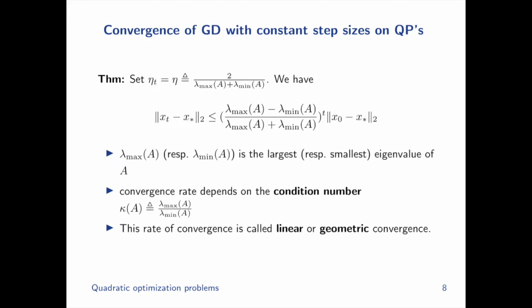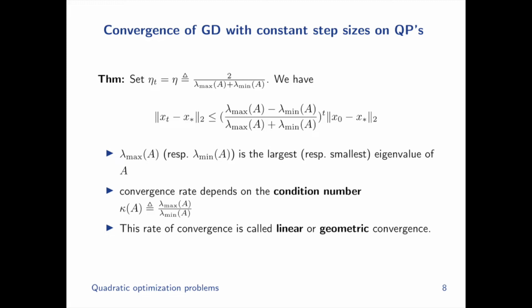It's called linear convergence because if you were to plot the logarithm of the optimization error, what you would see is that it's actually a line. The slope of the line is given by the log of this factor that you're multiplying in every iteration. This is not hard to check.